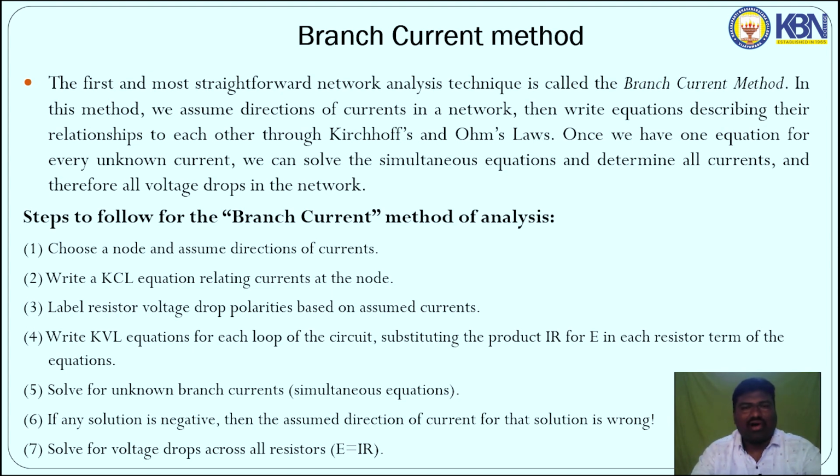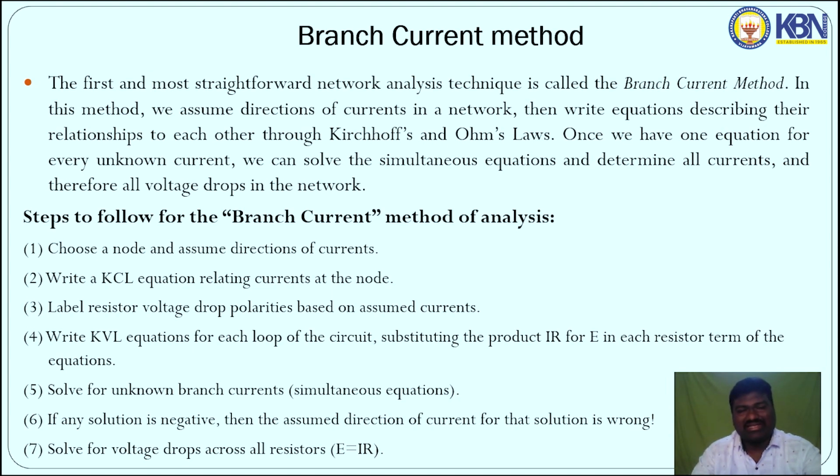Some of the steps to follow in the branch current method of analysis. Choose the node and assume the directions of currents. Write the KCL equation, that means Kirchhoff's current law equation, relating the currents at the node. Label the resistor voltage drop polarities based on the assumed currents. Write KVL equations for each loop of the circuit, substituting the product IR, that means V equal to IR, current times resistance, for E in each resistor term of the equation. Solve for the unknown branch currents using simultaneous equations.